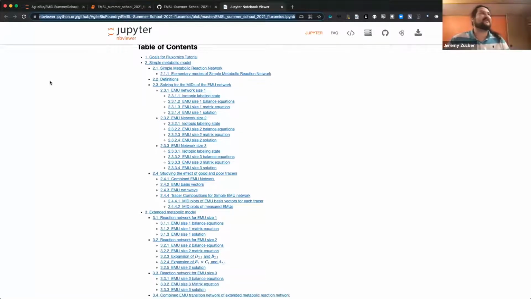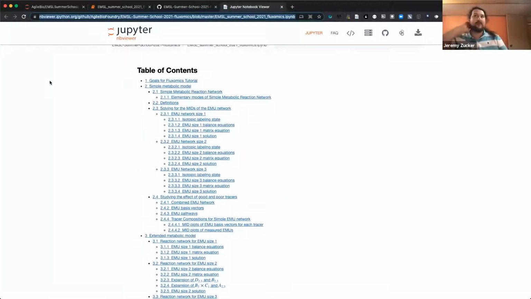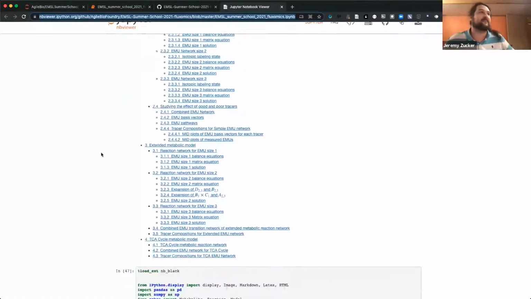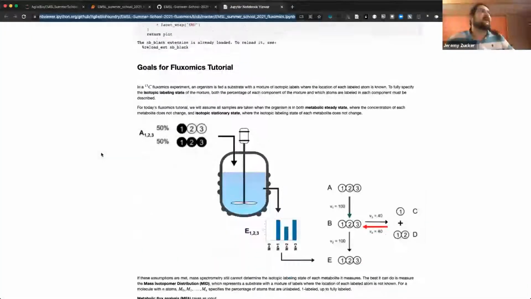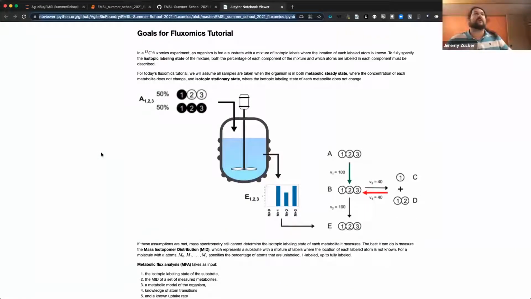I want to just describe to you guys, I think one of the most exciting things about metabolic modeling is that not only can we predict fluxes, but we can also use measurements to calculate them. And that's what we're going to talk about today: how to actually calculate fluxes from metabolomics measurements. So let's talk about some of the goals for this tutorial today.